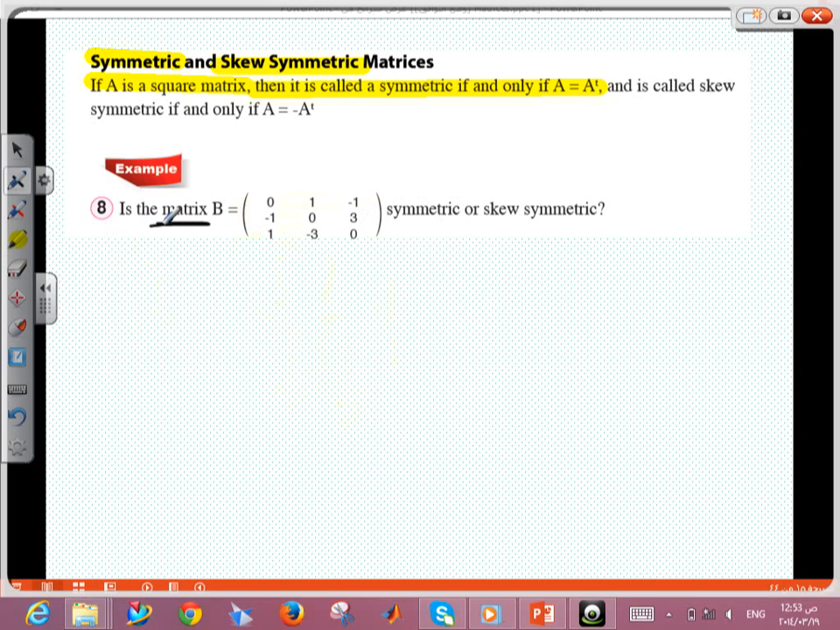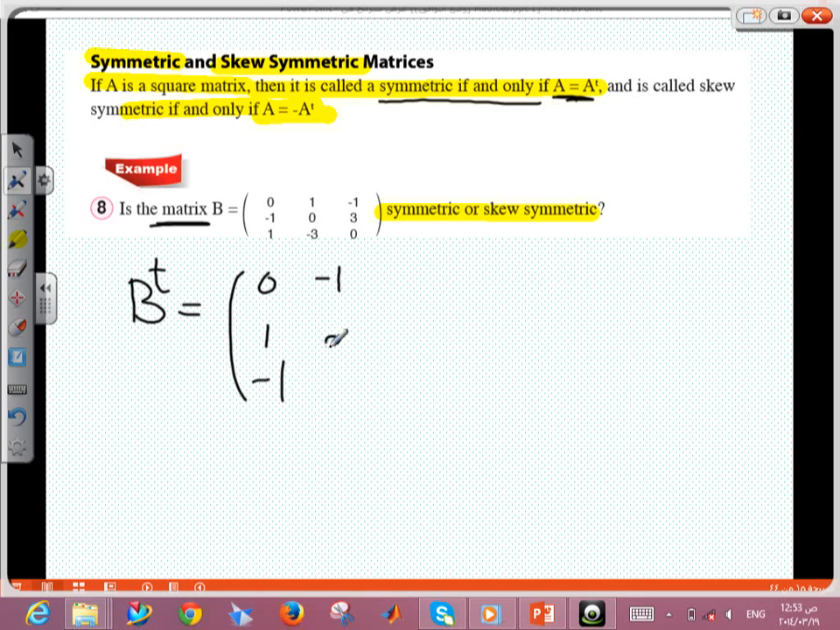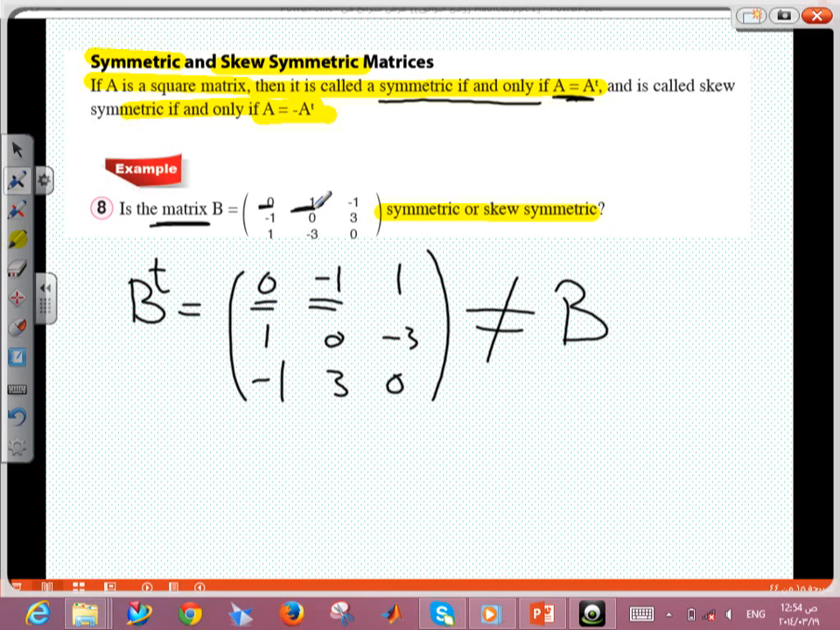Now we ask if it's symmetric or skew symmetric. What's the difference? I say that it is symmetric if and only if A equals A transpose, and skew symmetric if and only if A equals negative A transpose. Okay. We will do the same thing. P transpose equals 0, 1, negative 1, negative 1, 0, 3, 1, negative 3, 0. But it's not equal to P. Here, 0, 1, the entry has to be the same, but it's negative 1 and it is 1.